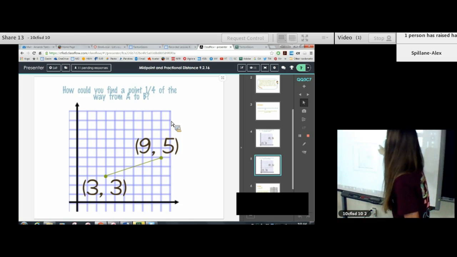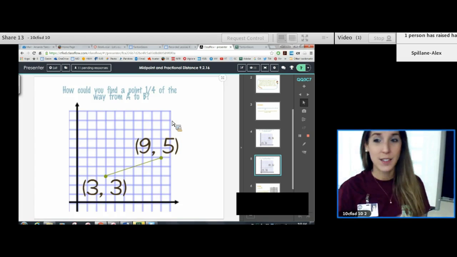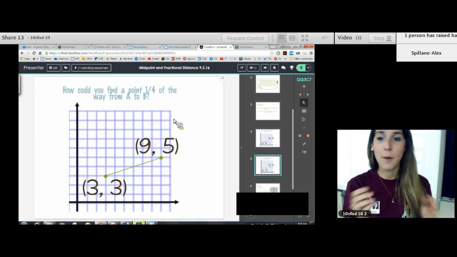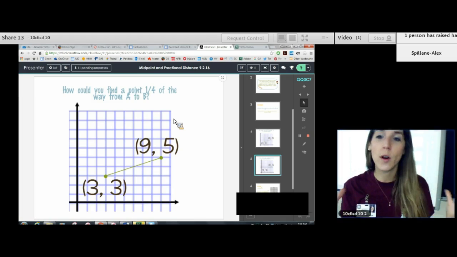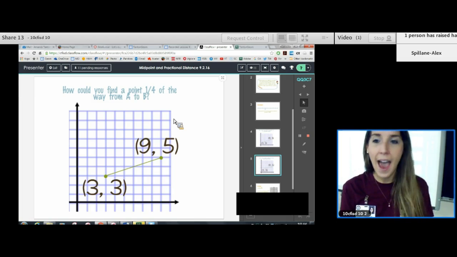Oops, I did not mean to make that smaller. I want you to find some fractional distances. I want you to find the point that's 1/4 of the way instead of 1/2 of the way from A to B. Go ahead and try that.